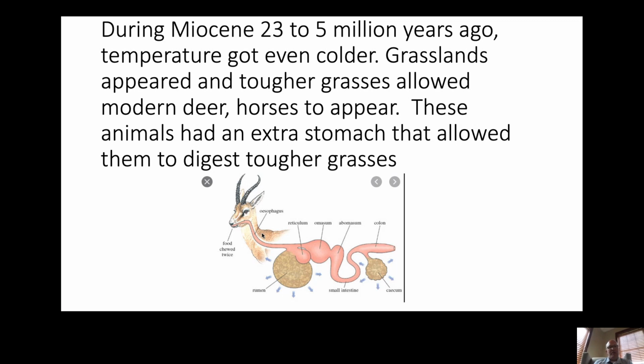And that's why these different goats and gazelles and animals that have this adaptation have been so successful in the last 20 million years. They have this stomach that is able to take advantage of all the energy that's available in the grasses.